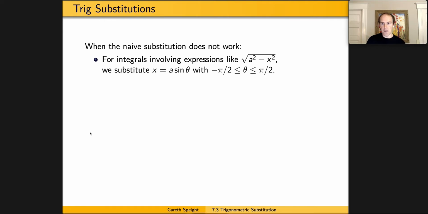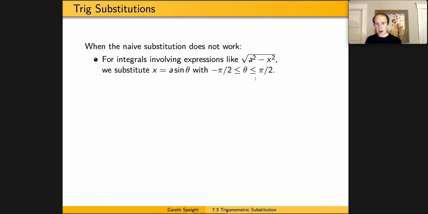So if we cannot use a naive substitution, if we have things like the square root of a squared minus x squared, or it could be some other power involving square roots. It could be to the power 3 over 2, or it could be 1 over the square root of a squared minus x squared, or 1 over x squared times a squared minus x squared, things like that. It doesn't necessarily have to just be the square root of a squared minus x squared, but probably a power that involves fractions, a fractional power with square roots. Then we're going to substitute, as we just said, x equals a sine theta.